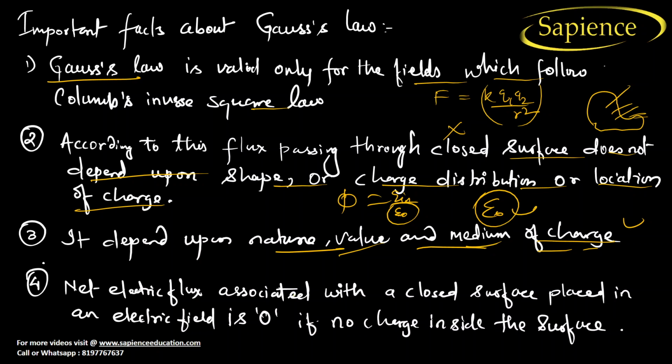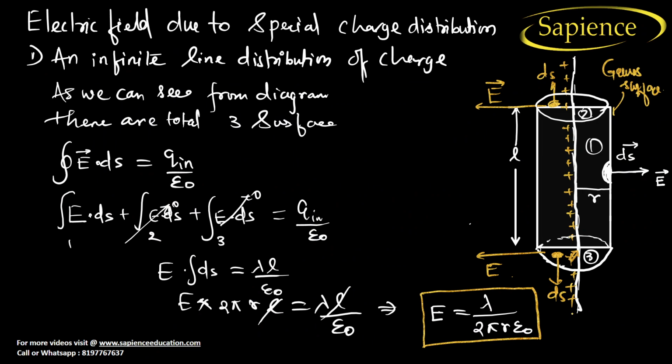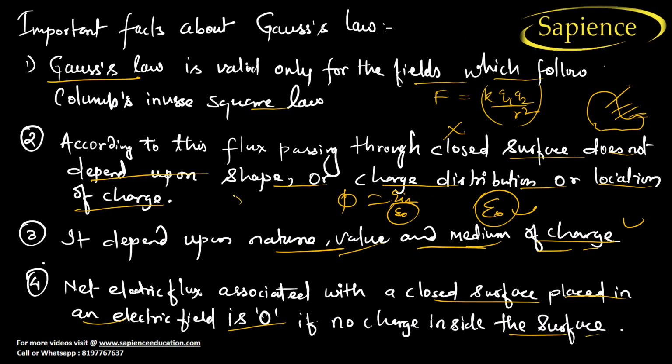Now net electric field associated with the closed surface placed in an electric field is zero if no charge inside the surface is there. Very important. If charge is not there, let us consider there is a body but no charge is there, so flux inside this body will be zero, because no charge is there, so no electric field will be there. So this is the fourth formula. I hope you have understood now.